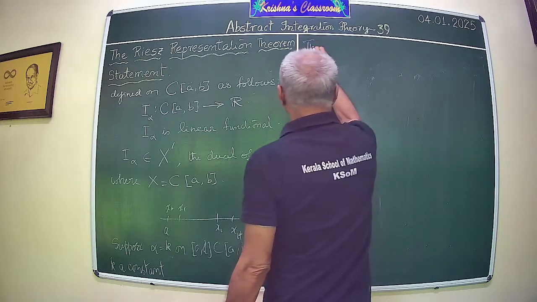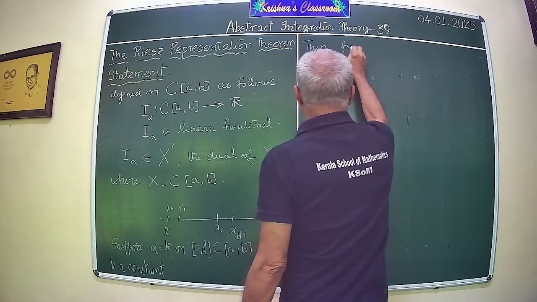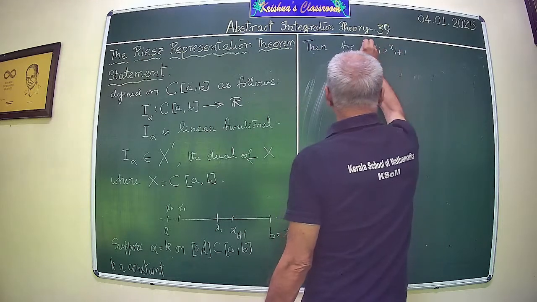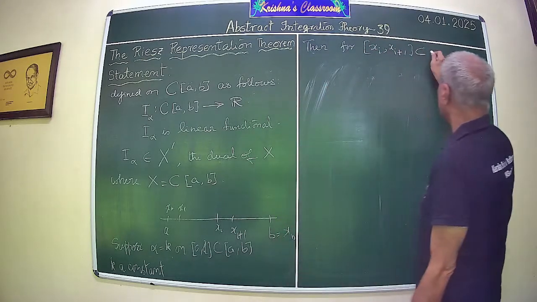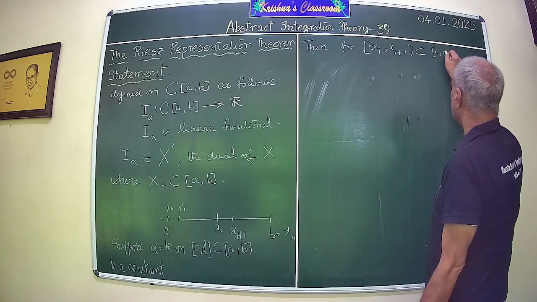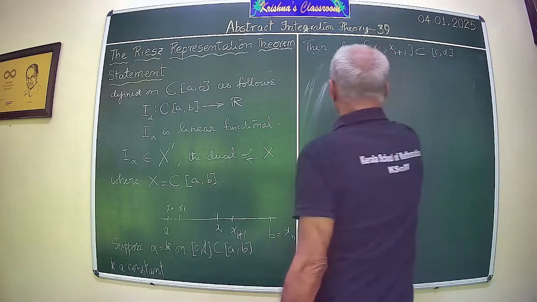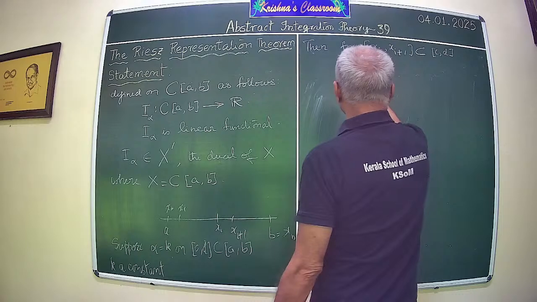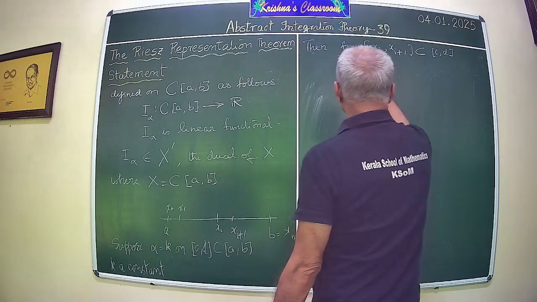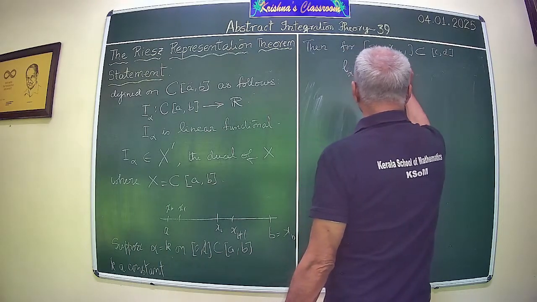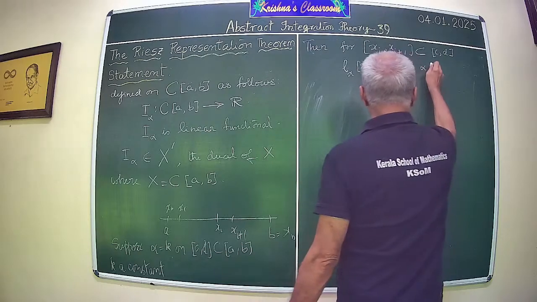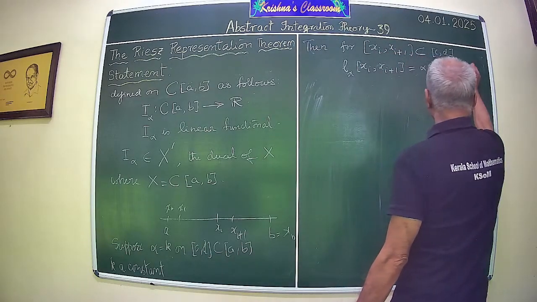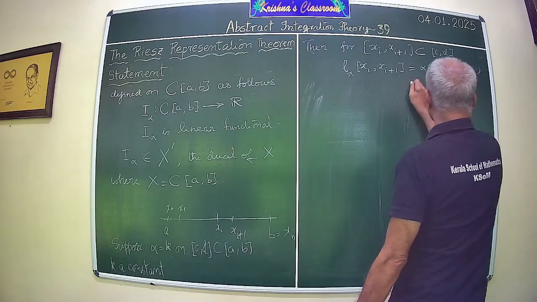Then for length of equal to alpha, which is equal to 0.